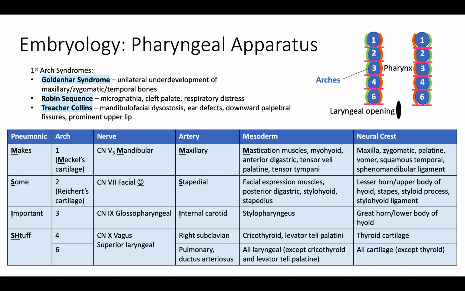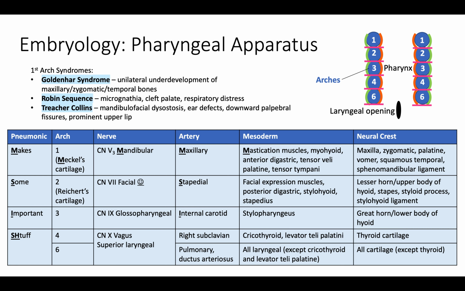Okay, you're going to need to know these arches as they go to the nerves, and then where they correspond to as far as the mesoderm and neural crest. So the first arch is going to be Meckel's cartilage, and that's going to be corresponding to the mandibular nerve, which is cranial nerve V3, and the maxillary artery goes with it.